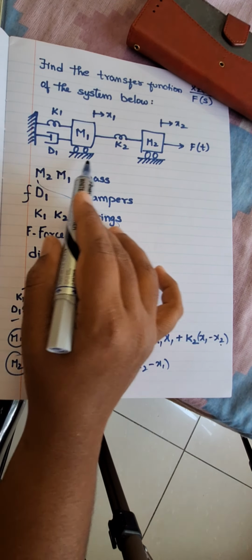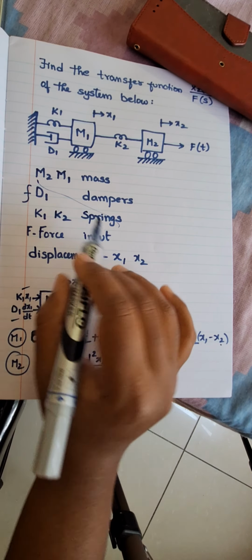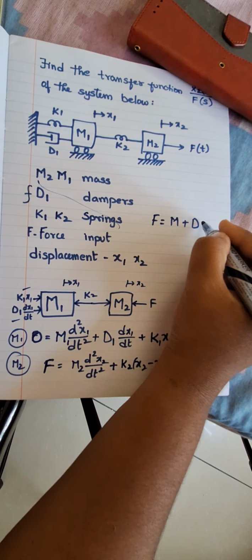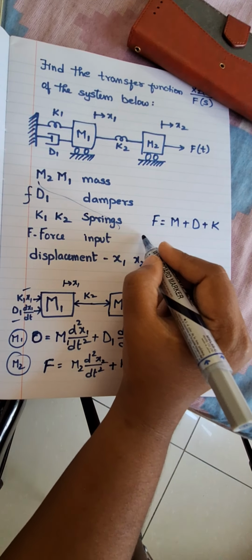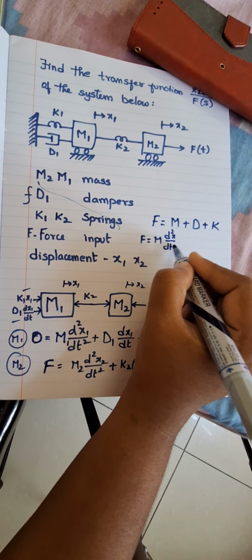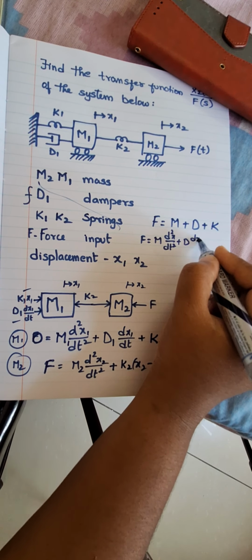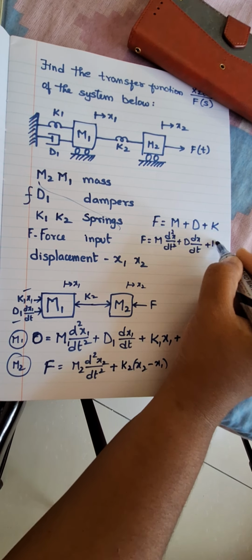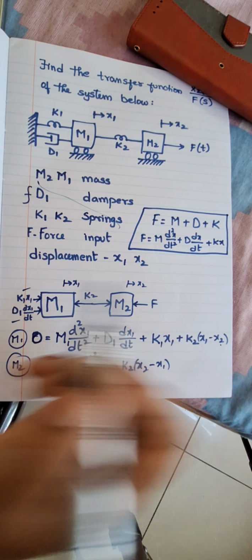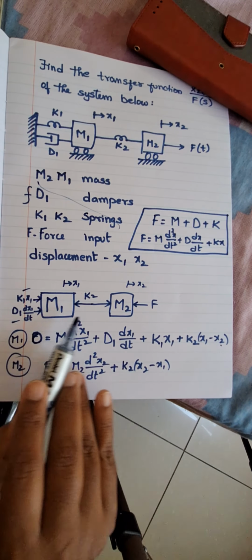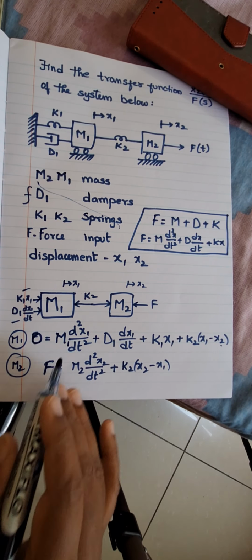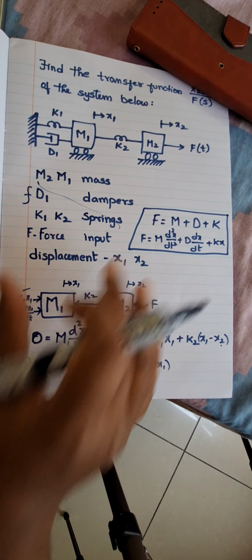Because of these rules, I got these equations. So according to this, what is the rule? F is equal to mass plus damper plus spring. F is equal to mass d square x by dt square plus damper dx by dt plus spring kx. These things you should remember. And you should see how the picture is modified and write the equations. So this is your equation 1 and this is your equation 2. This is how you write.